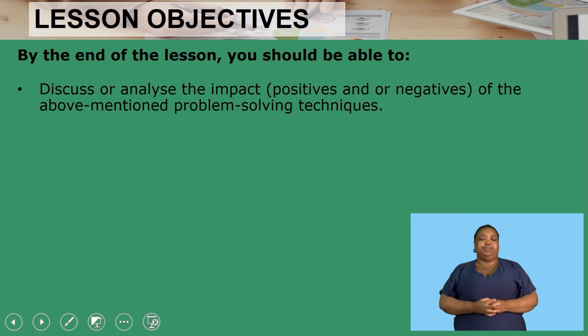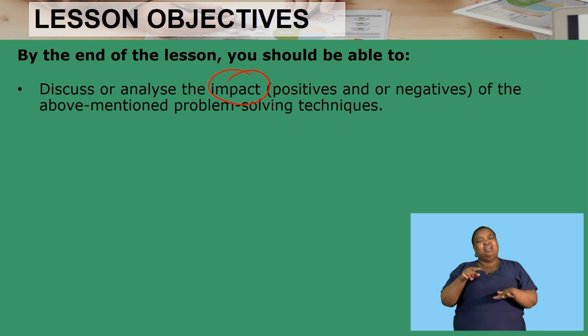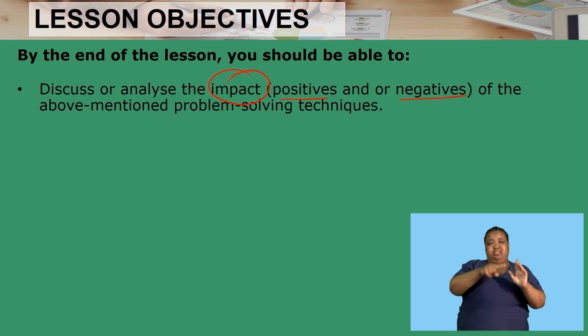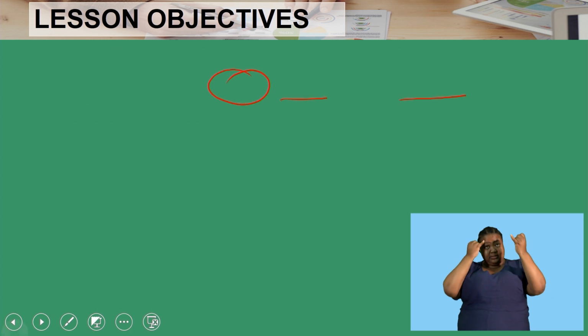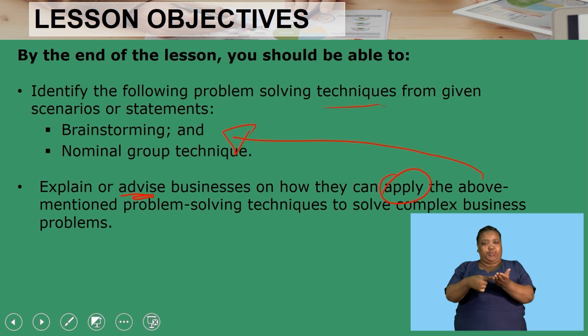Right. You should also be able to discuss and analyze the impact. Remember, the impact is the positives or the negatives of the above mentioned problem solving techniques. The above being brainstorming and the other one, the nominal group technique. Right.